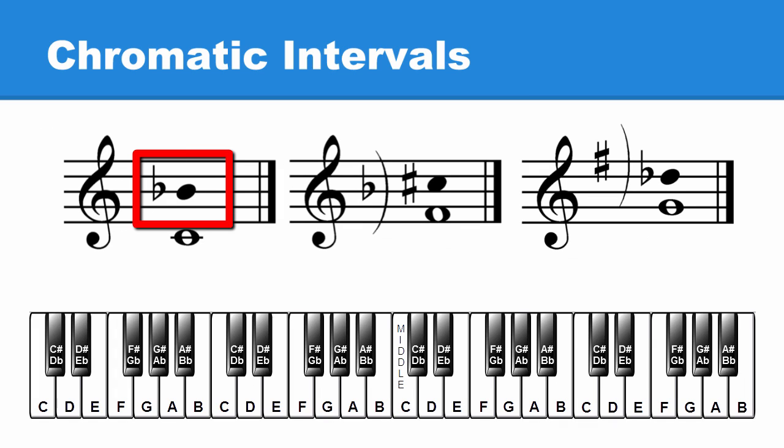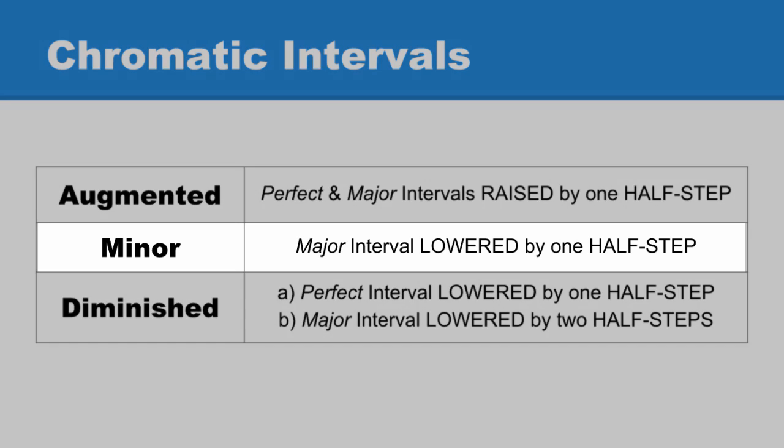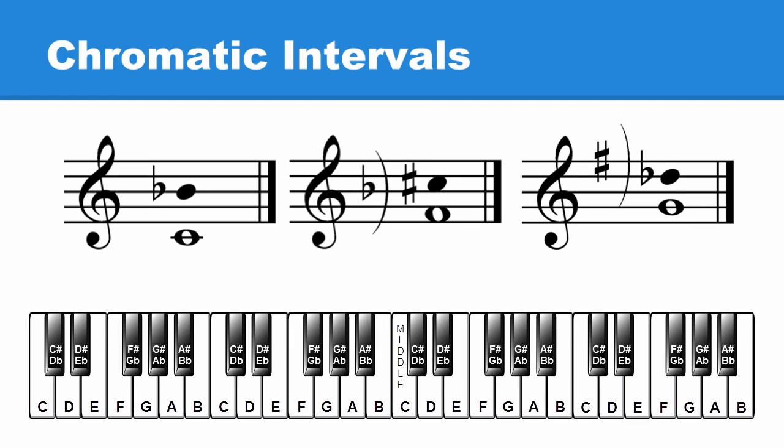Since the B in this interval has a flat in front of it, it's been lowered by 1/2 step. In the key of C major, B is scale degree 7. A seventh is not one of the perfect intervals, so we know it's major, and the B has been lowered by 1/2 step to B flat. Any major interval lowered by 1/2 step becomes a minor interval. The name of this interval is a minor seventh.